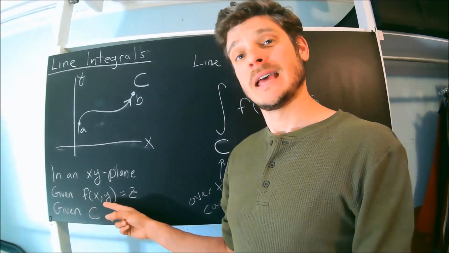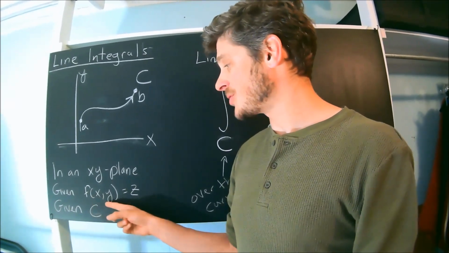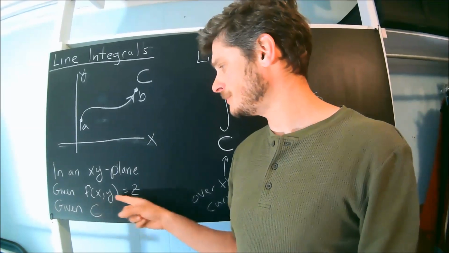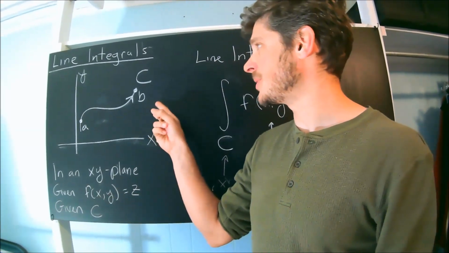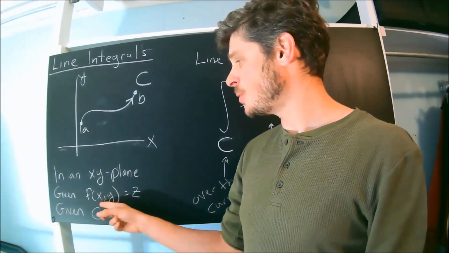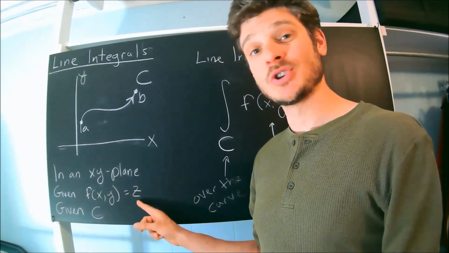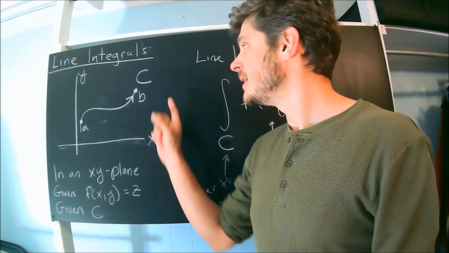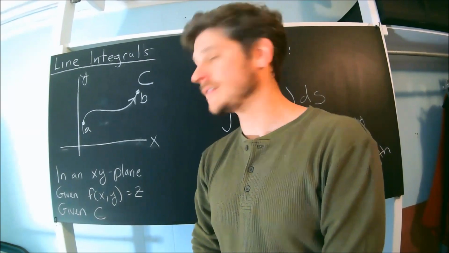Our domain. And we're basically going to be taking our domain in the xy plane and combining that with our function. So every point in the xy plane is going to be equal to just one single value. And then again, we're going to be combining that with our curve C.